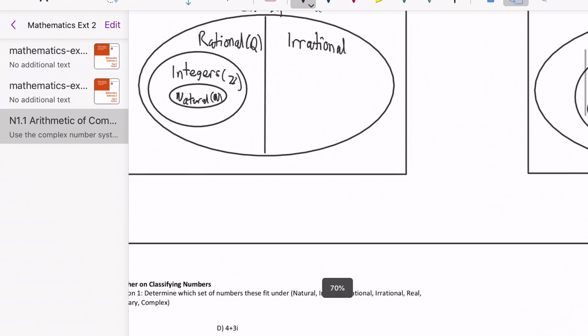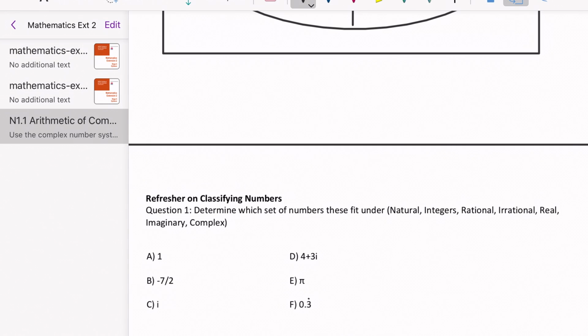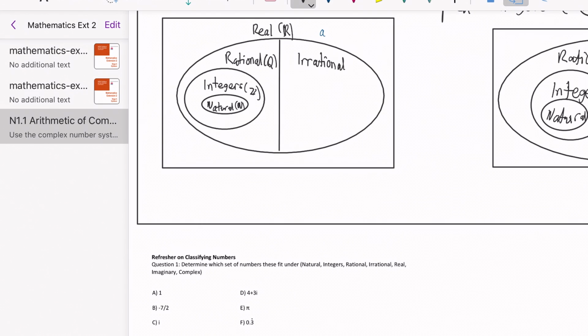Now we will do some refreshing questions on classifying numbers. Feel free to pause the video here and complete the question yourself, or else follow along with me. The number 1, this is a real number, but it can be broken down further if we look here. The number 1 is rational. It is an integer. The base, it is a natural number. -7/2. Well, it is not a natural number because it is negative, and also because it is not a whole number. It is not an integer because it's not a whole number, but it is rational because it can be written as a fraction.